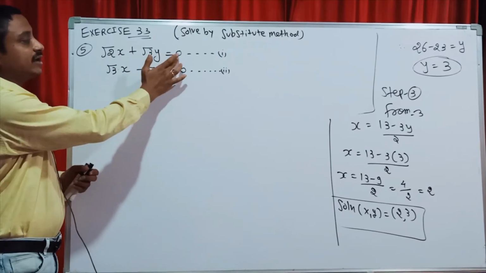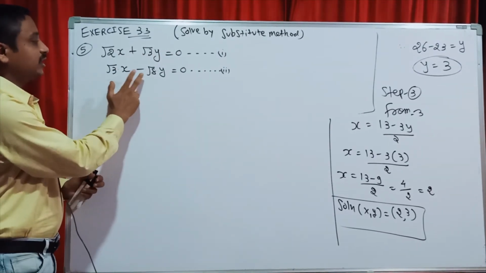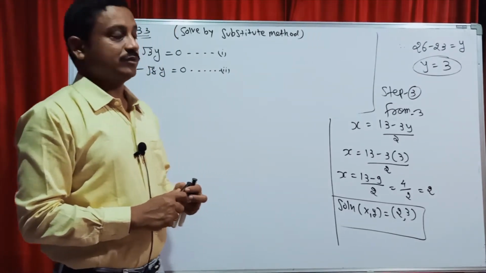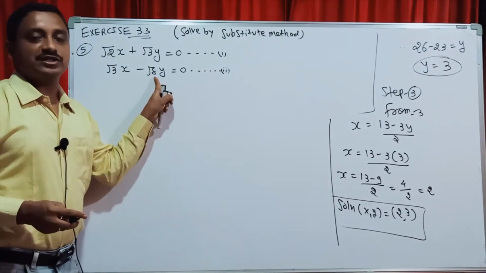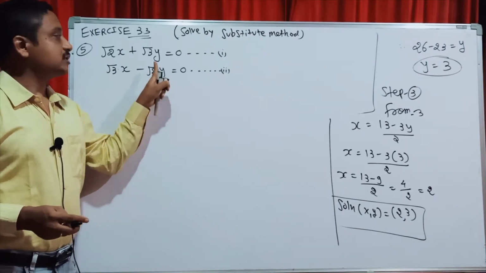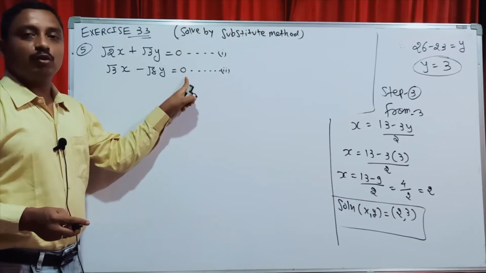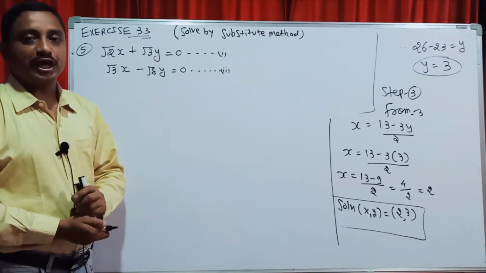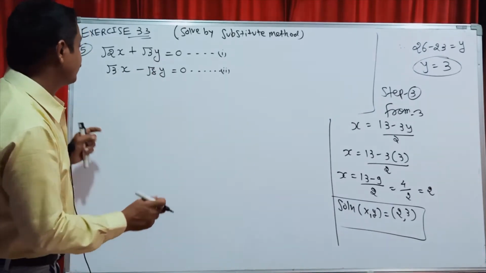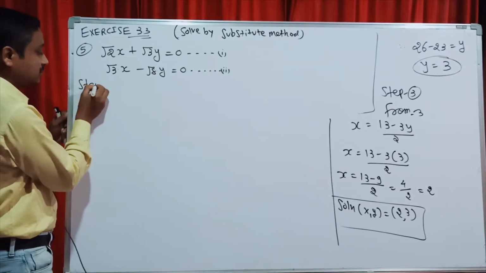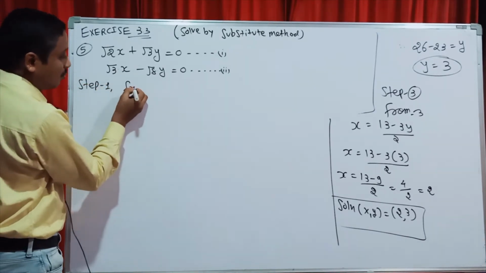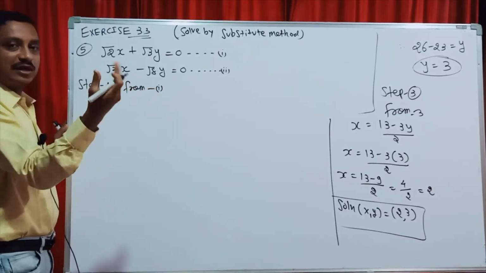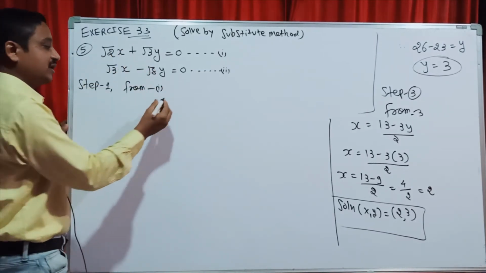Root 2x plus root 3y is equal to 0 and root 3x minus root 8y is equal to 0. Students, here no constant value is available. In both of the cases, be sure your answer is 0, 0 in any equations. So now I start our first method. Step 1 from 1. Yes, either 1 or 2 as you like, apply, but I am starting from first.